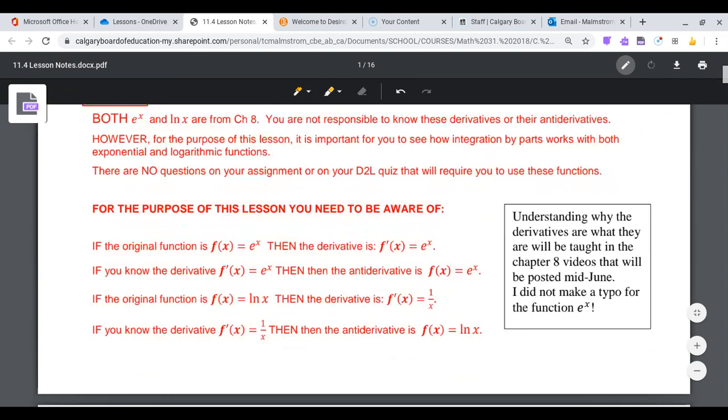So here are the rules. If the original function is e to the x, the derivative of e to the x happens to be e to the x. So it doesn't matter if you're taking the derivative or the antiderivative, both are e to the x, which you will see in mid-June if you desire to watch the chapter 8 lessons.